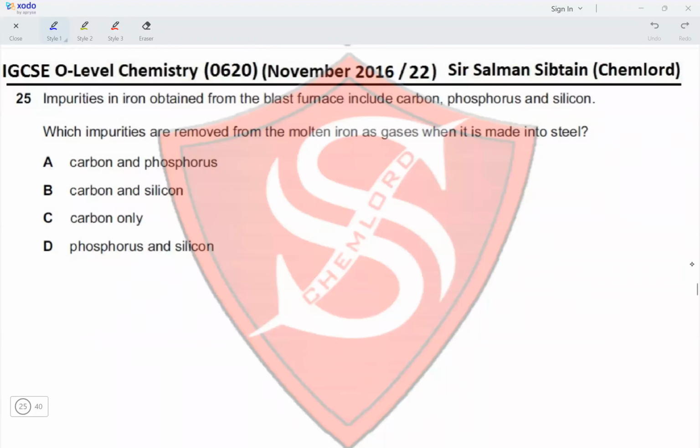Question 25. Impurities in iron obtained from the blast furnace include carbon, phosphorus, and silicon. Which impurities are removed from the molten iron as gases when it is made into steel? So we've got carbon, phosphorus, and silicon. The impurities that are removed as gases would be carbon dioxide. Carbon dioxide is made from carbon. So the impurities removed would be carbon only. So option C is the correct option for this question.